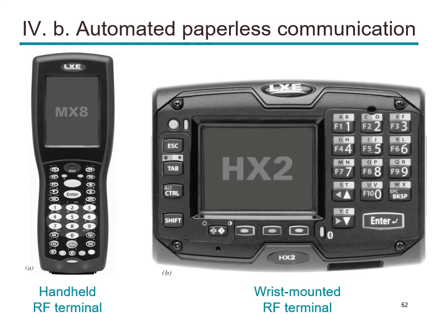These are two examples of industrial communication devices. The first one is a handheld RF terminal. The second one is a wrist-mounted RF terminal. And for example, you can get the list of items to be collected, or you can approve that an item is collected, and so on, by using this device.